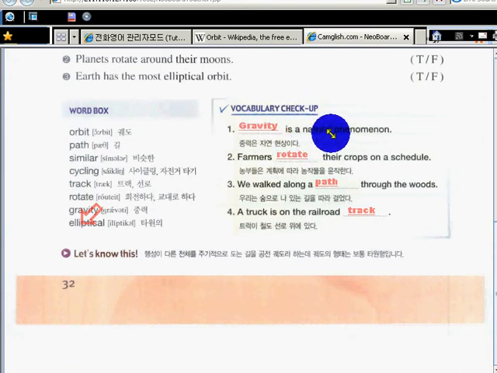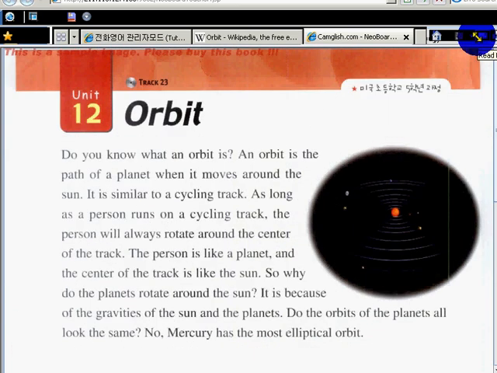Gravity is a natural phenomenon. Number 2. Farmers rotate their crops on a schedule. Number 3. We walked along a path through the woods. 4. A truck is on the railroad track. Perfect. You did well here in Unit 12.